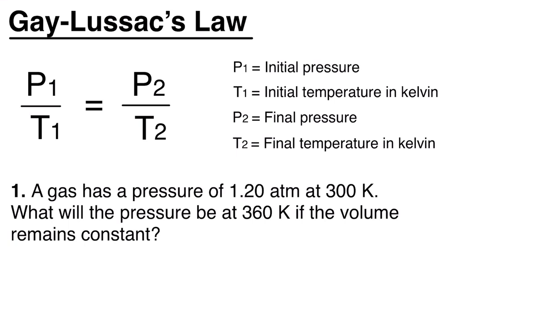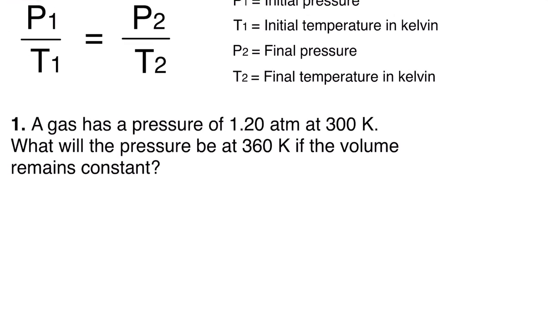So let's go over the first problem here. A gas has a pressure of 1.2 atmospheres at 300 Kelvin. What will the pressure be at 360 Kelvin if the volume remains constant? So first, let's write out our equation. P1 over T1 is equal to P2 over T2. And we want to isolate for P2, or the final pressure. So P2 is going to be equal to P1 times T2 over T1.